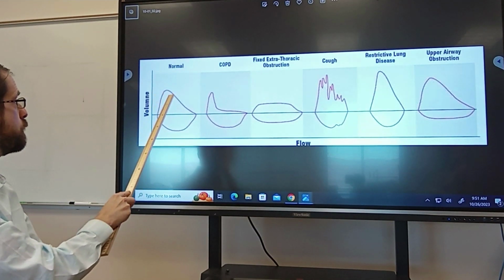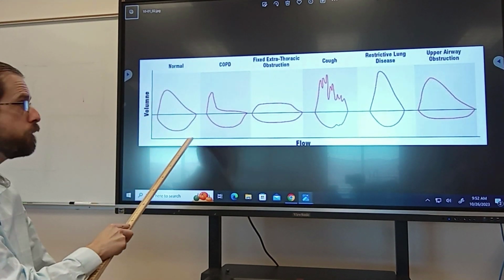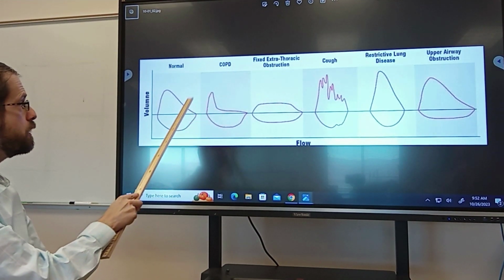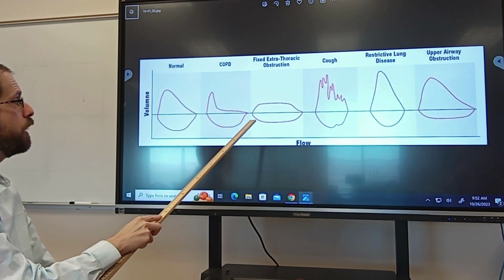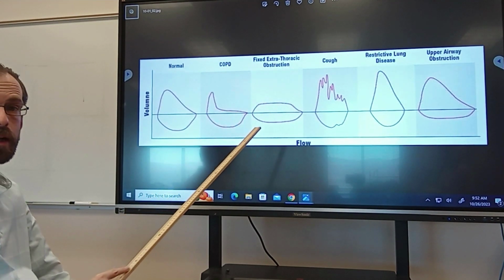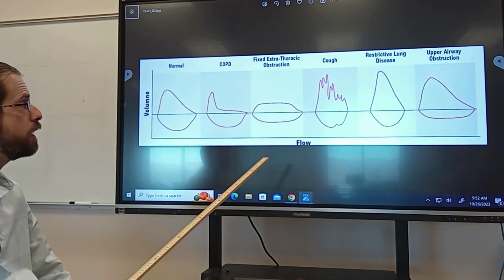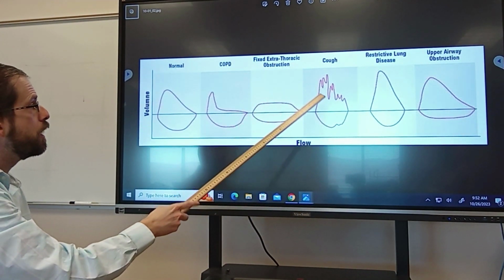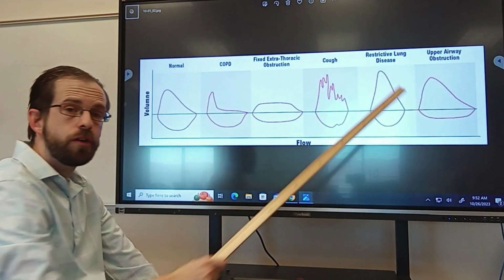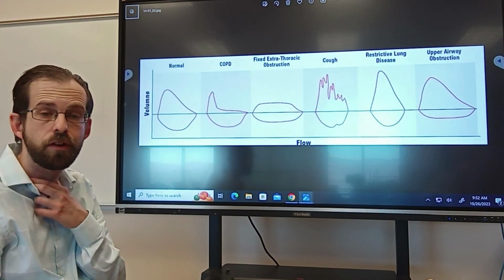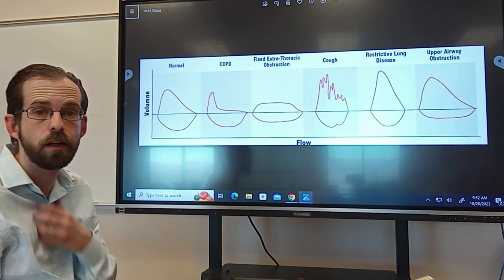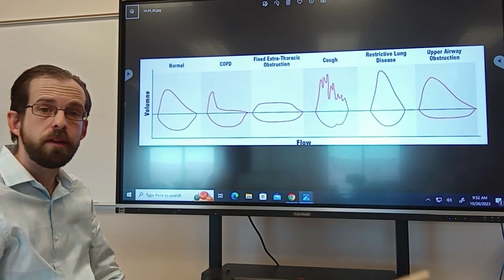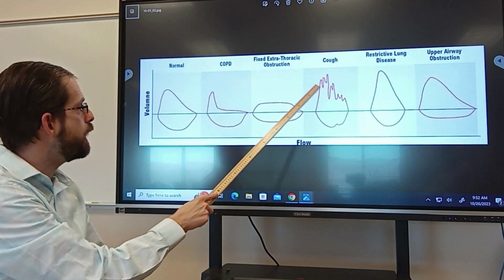So here is someone with normal lung function. Here is someone where they actually have COPD. Fixed extrathoracic obstruction, meaning that they might have something like a bad airway. Upper airway obstruction might mean that they actually have a deterioration in their tracheas and upper windpipe. Restrictive lung disease could be something like asthma and coughing.